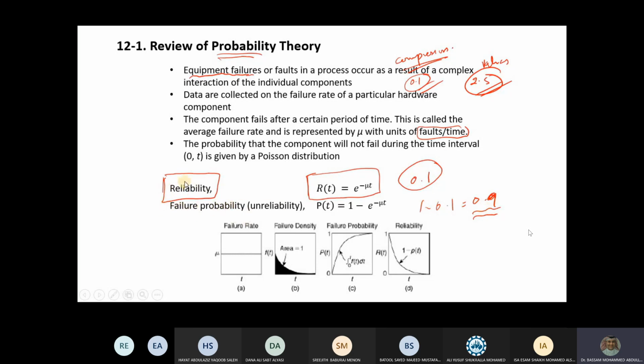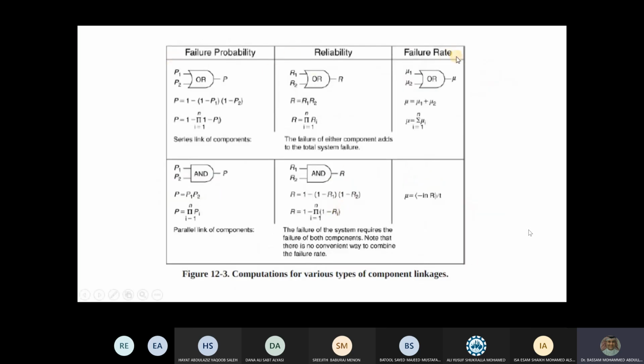These are opposites, right? Reliability and failure probability are the opposite of each other. So this is how you calculate. All we need is mu. We calculate reliability, and from reliability, you can calculate the failure probability.